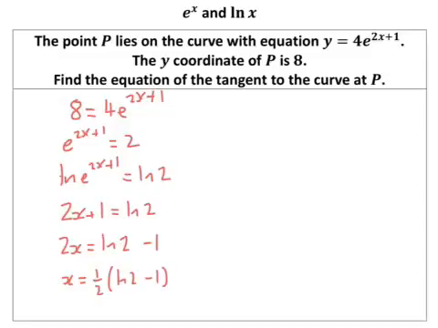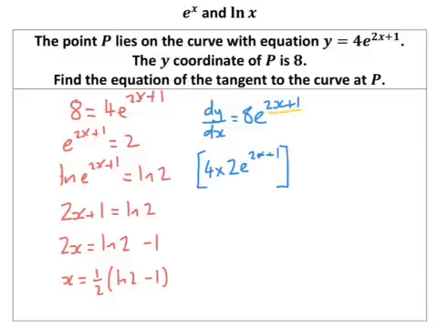So that's the first bit. We found the x-coordinate. We also need to find dy/dx of this, because we need the gradients. So dy/dx of that is going to be 8e to the 2x plus 1. Where that's come from is, you've got the 4 out the front, and using the chain rule, the differential of this is 2, so 2 times e to the 2x plus 1, and that's where the 8 comes from.